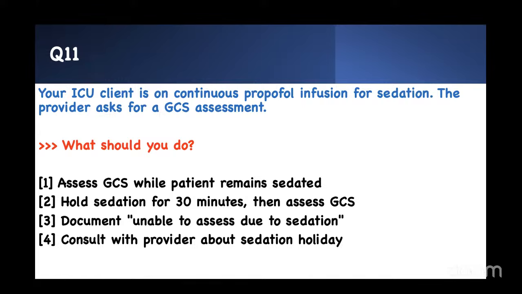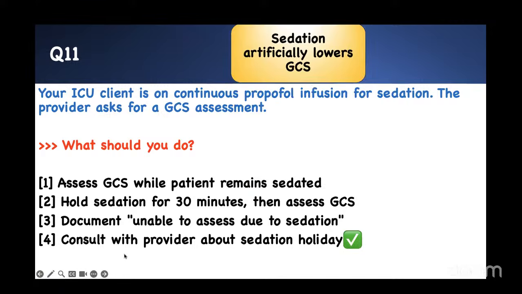No, you need to let the doctor know that, hey, I need some sedation holiday. 30 minutes may not be enough. You may need a longer time for the patient to get out from sedation. And the key concept is what? Sedation usually artificially lowers your GCS. So we have to make sure you're fully awake, and then we can do that. So the nurse needs permission to consult with the provider about sedation holiday, and then we can stop the sedation for a couple of 30 minutes.